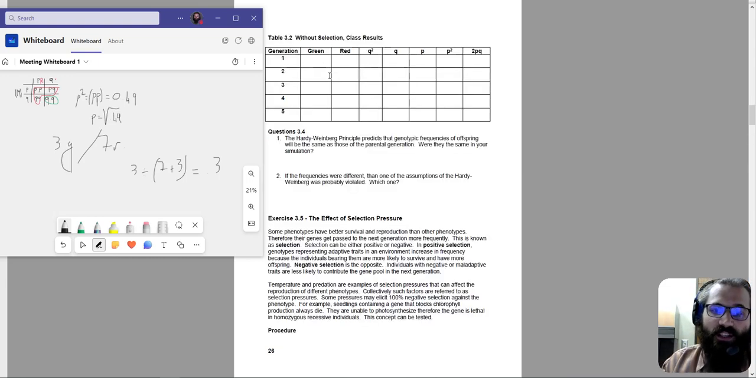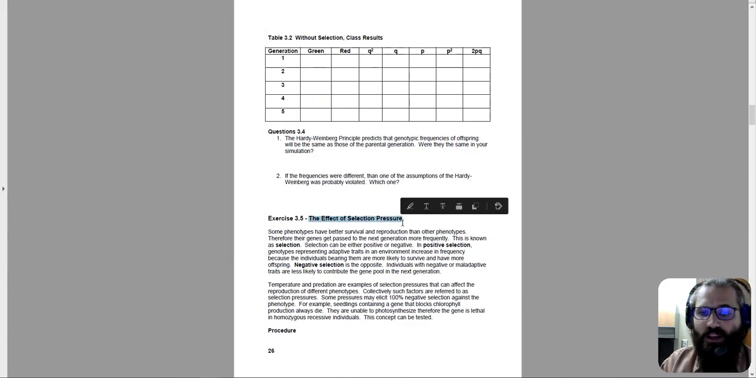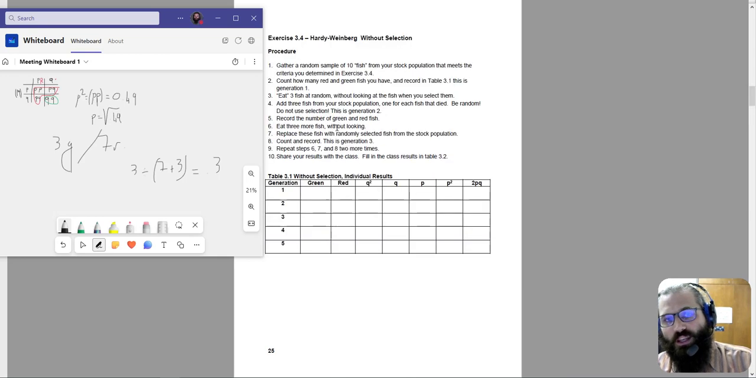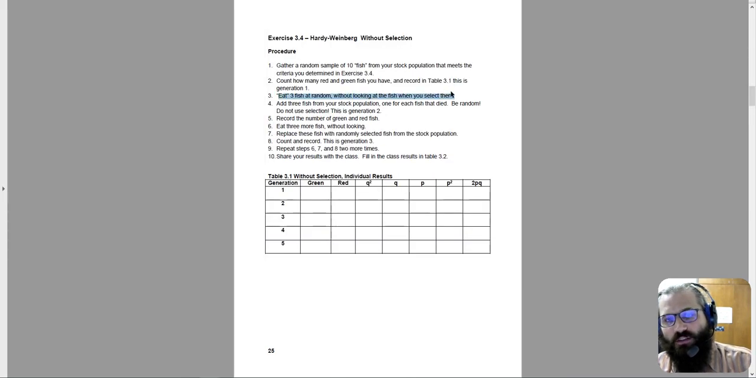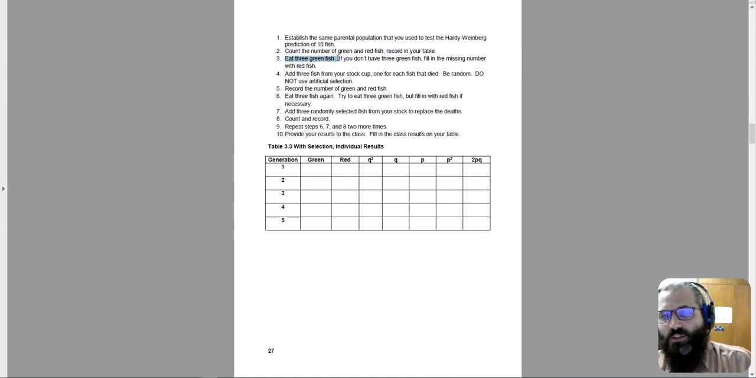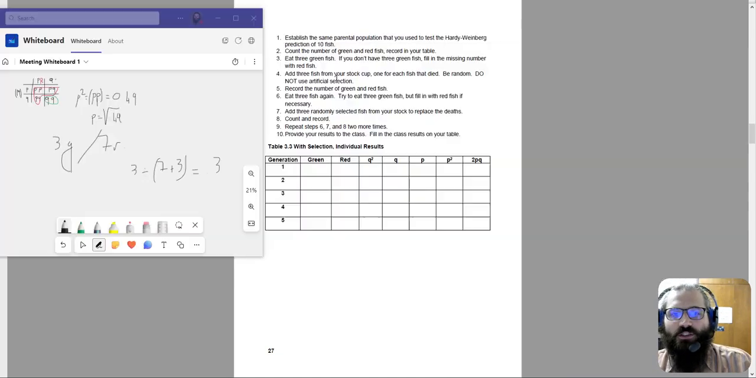Then we did it again, but this time, you remember here, when you selected 3 fish at random, each generation you eat 3 fish and then you restock from your stock population. When we did that, we were randomly doing it. Whereas here, look at the difference. You will eat 3 green fish, which means you're going to put selection pressure against the recessive trait, the recessive allele and phenotype. So then we should see q going down.